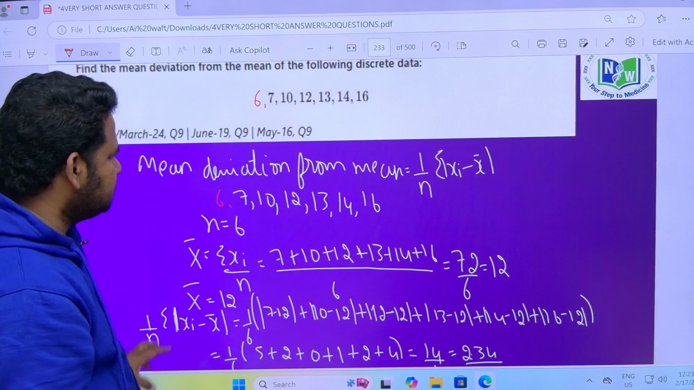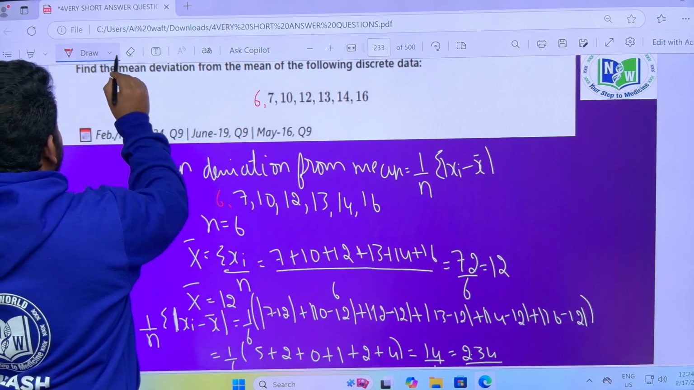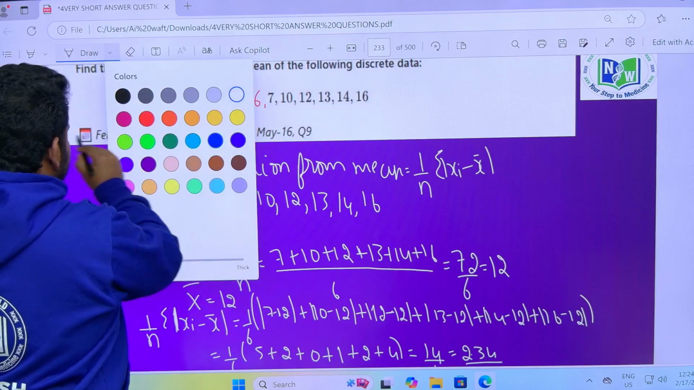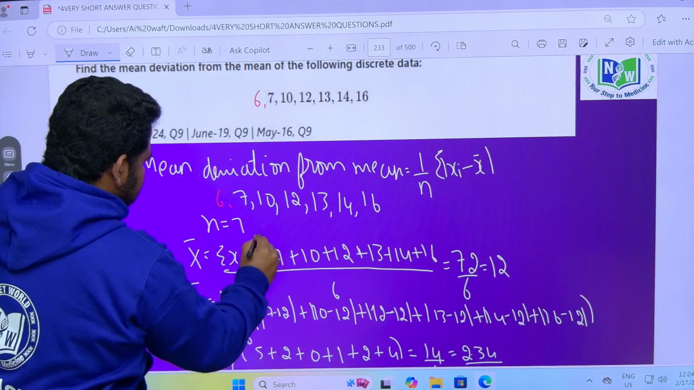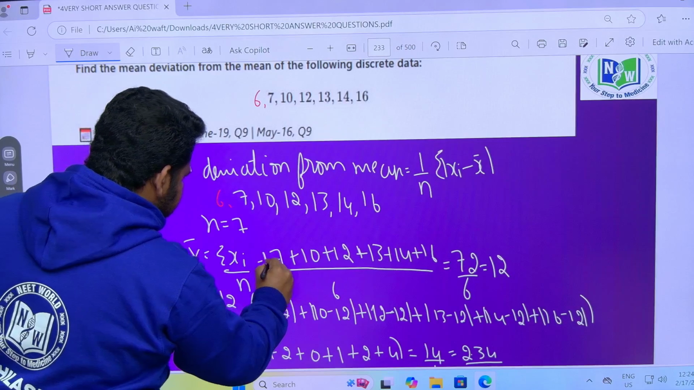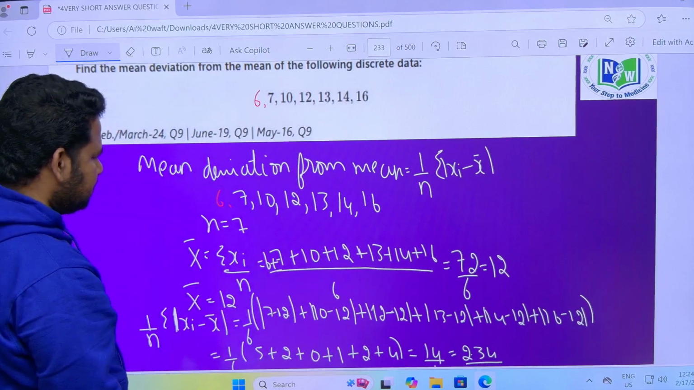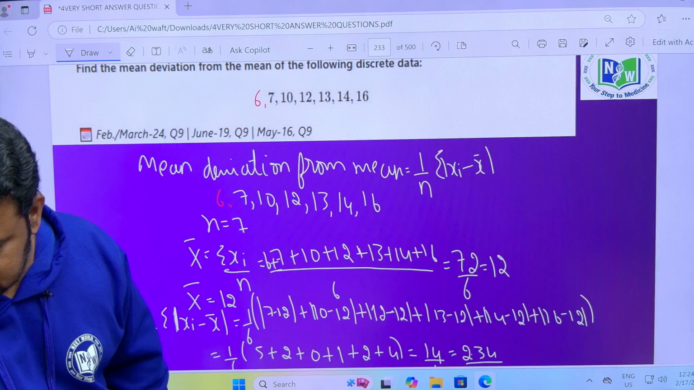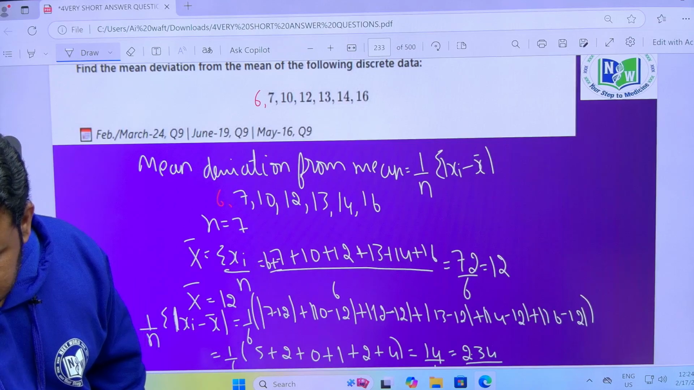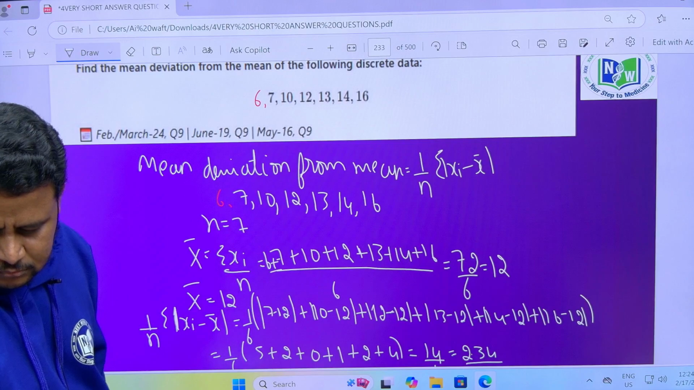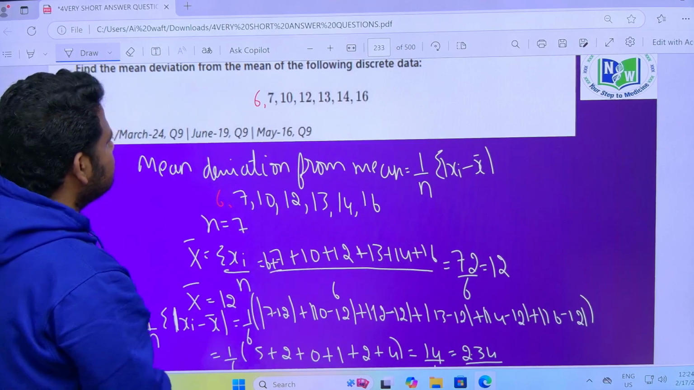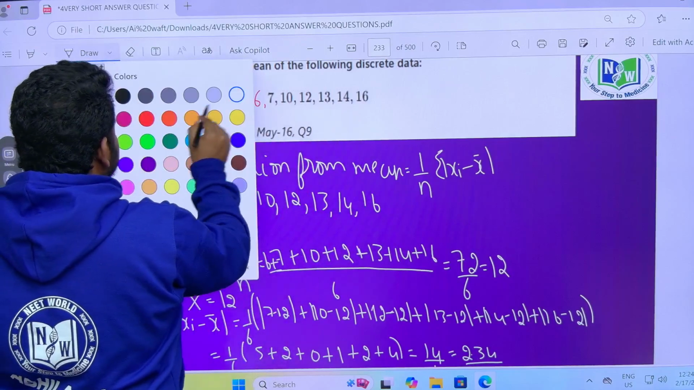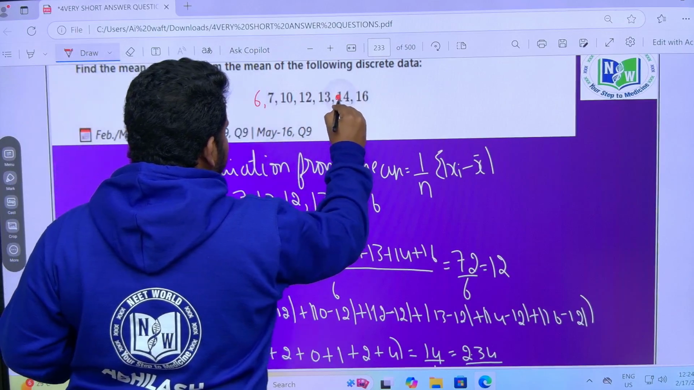So as per this, the n value will also change. The n value will become 7. Here we have to add 6 plus 6. So this will become 78 by 7. 13. This is not 14, this is 4. Okay, as per the question, this is not 14, this is 4.